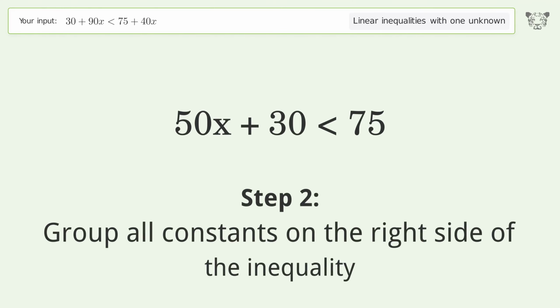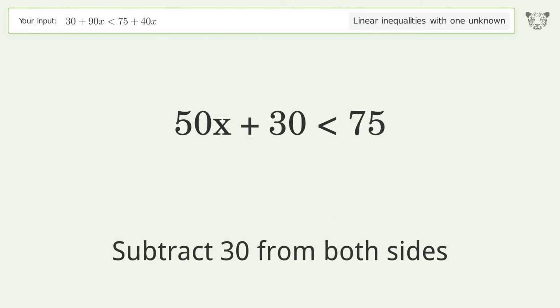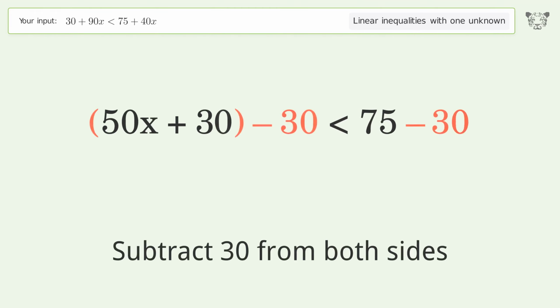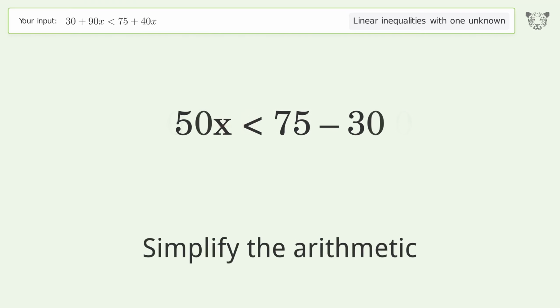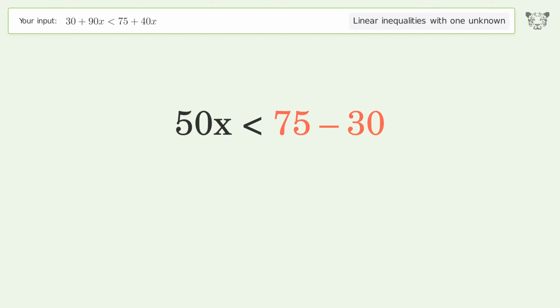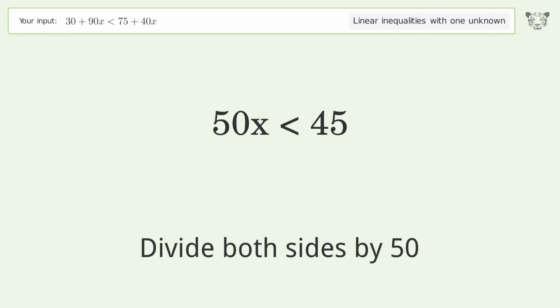Group all constants on the right side of the inequality. Subtract 30 from both sides. Simplify the arithmetic. Isolate the x. Divide both sides by 50.